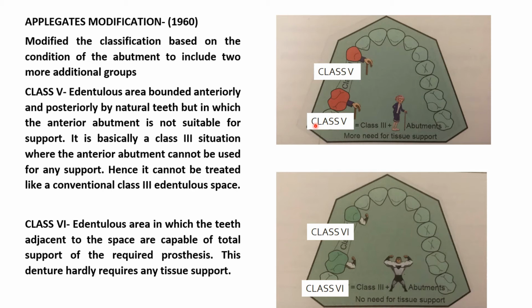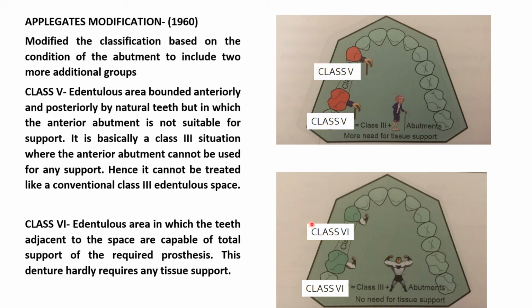It is basically a class 3 situation. What happens in class 5 and class 6 is that it is a class 3 situation, where teeth are present anteriorly and posteriorly and the edentulous area is between remaining natural teeth. In class 5, what happens is that your anterior abutment is weak and cannot give the support, so that is class 5.